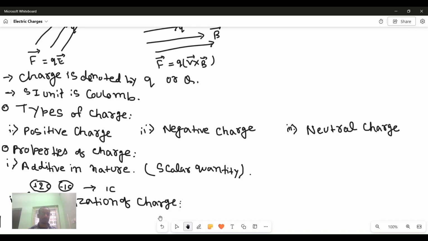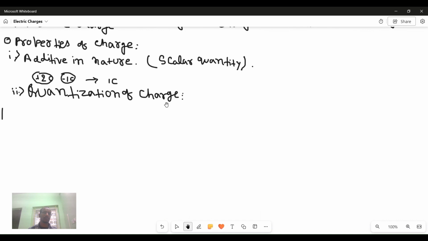As we know, any charge Q can be written as an integral multiple of the charge on an electron. This represents the quantization nature of charge, where the charge of an electron is given by 1.6 × 10^-19 coulomb.